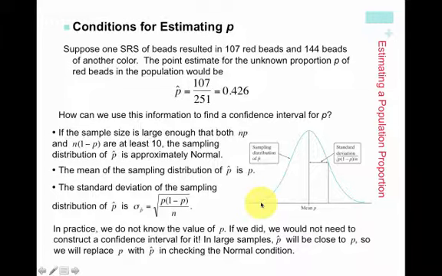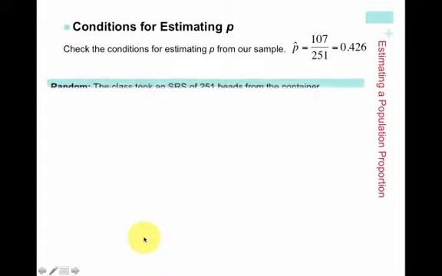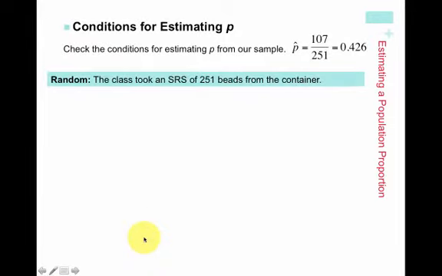Cool. But we don't know p. If we did, we wouldn't need a confidence interval. In large samples, p hat will be close to p. So we're going to approximate this normal condition and approximate the standard deviation calculation by using p hat instead of p in these formulas. So in practice, these are the conditions for constructing a confidence interval for a proportion.